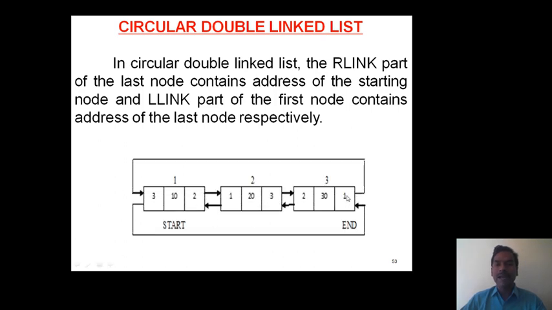Here observe the diagrammatic representation of a circular double linked list. When we observe this format, R link part of the last node is filled with address of the starting node. Hence, there is a link from end node to starting node of the list. L link part of the starting node is filled with address of the last node. Hence, there is a link from start node to end node of the list. Such a representation is known as circular double linked list.